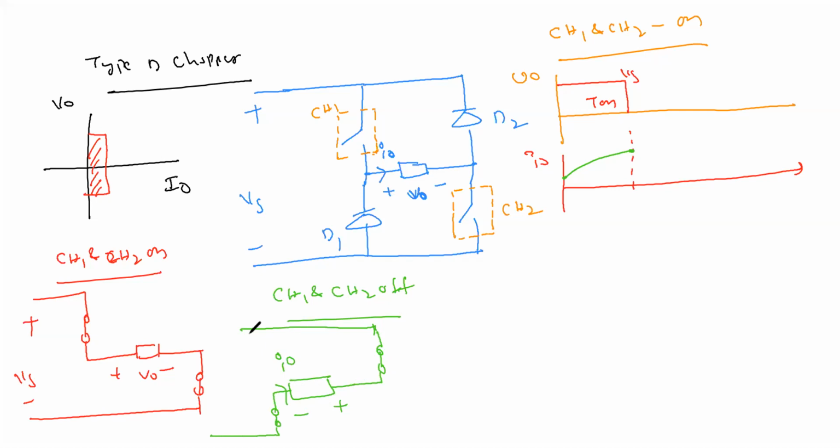This is plus, and Vs here. V naught is still positive. I'm sorry, V naught is negative, but I naught is positive. I naught is still positive. So what will happen? V naught, I'm drawing, this is the minus sign during the off period. Then again during the on period it becomes positive, because this is how it is going on.